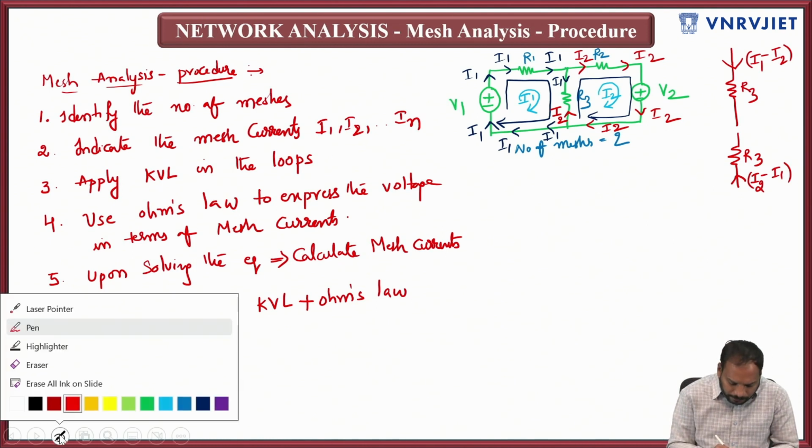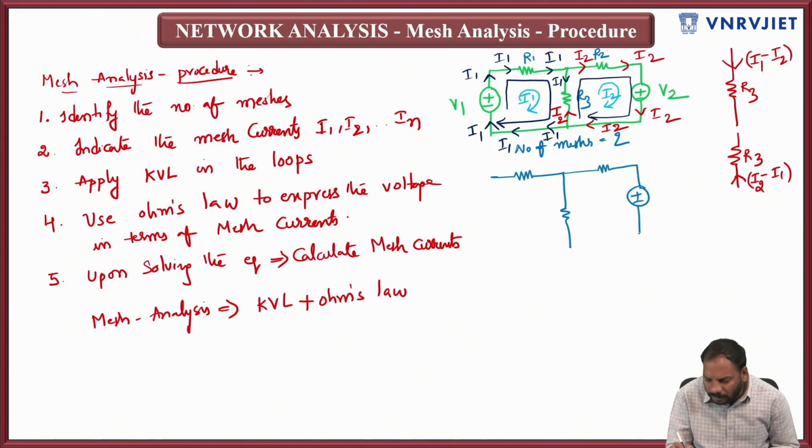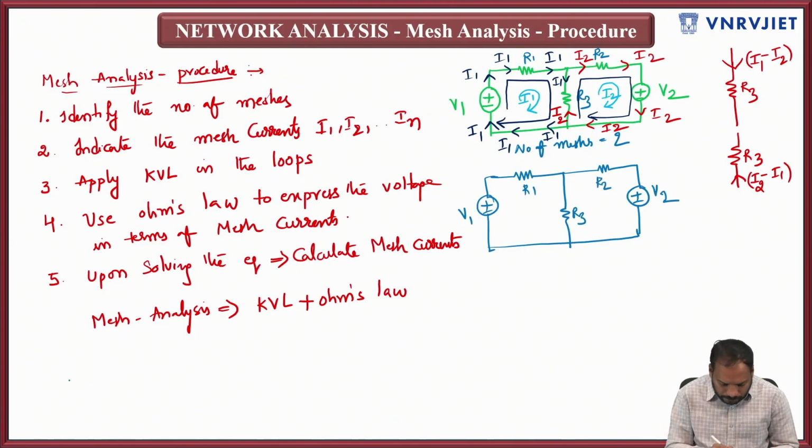Now, going ahead, once again I try to redraw the circuit to apply the KVL. This is R1, R2, then you have a voltage source here, and you have a voltage source here. So this is V1, R1, R2, R3 and V2. And the loop current, this is I1, and the loop current, this is I2.